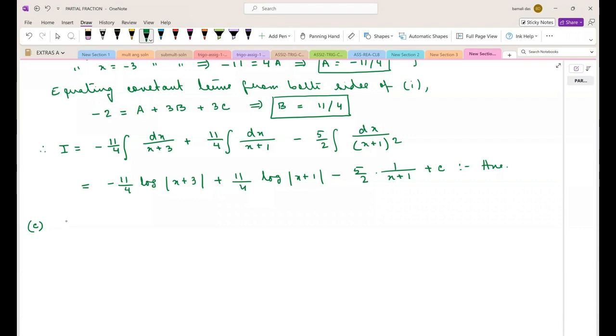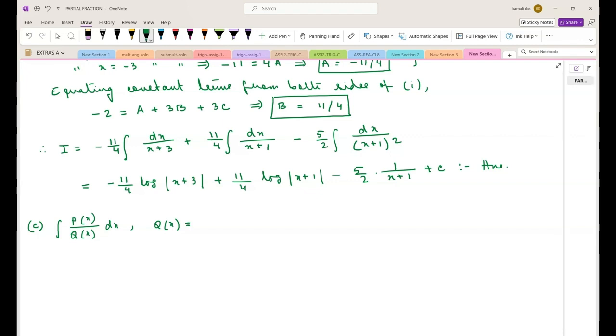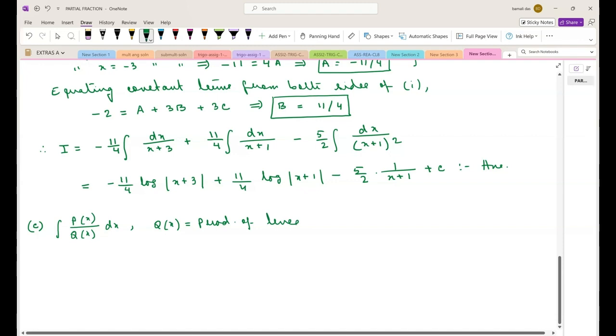Now here the integral is of the form px by qx dx, where qx can be expressed as the product of both linear and quadratic factors. Till now we were having only linear, either distinct or some may be repeated. Now qx will be product of linear and quadratic factors.